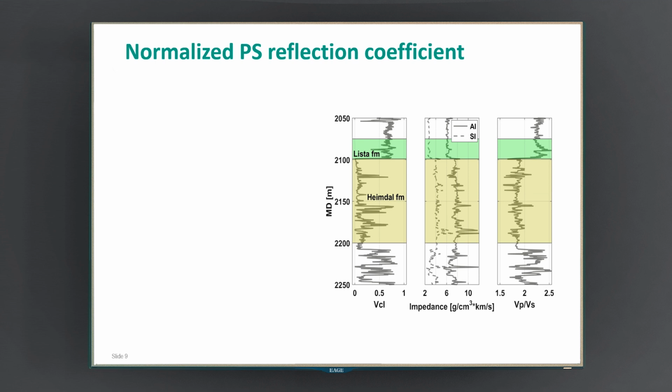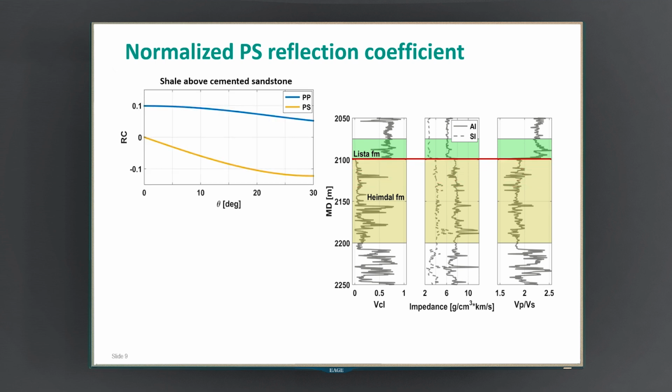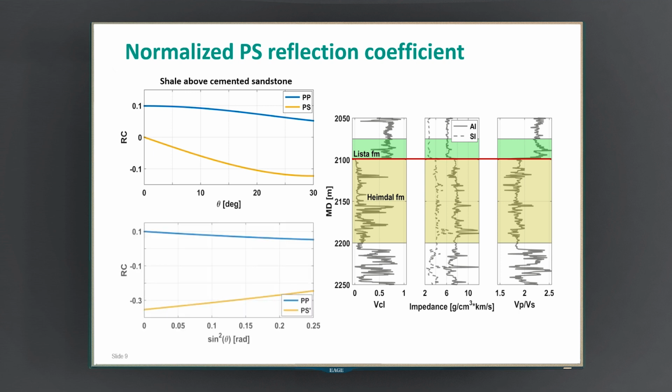Let us now calculate reflection coefficients at an interface of shale and cemented sandstone, marked by the red line, from a well in the North Sea. We can see that at small incident angles, the converted shear waves are absent. In order to avoid this problem, Jerez suggests a normalization of P2S reflection coefficients by dividing it with sine theta squared. An additional benefit is the enhanced similarity between P2P and normalized P2S reflection coefficients. In the following slides, P2P and normalized P2S reflection coefficients will be plotted.